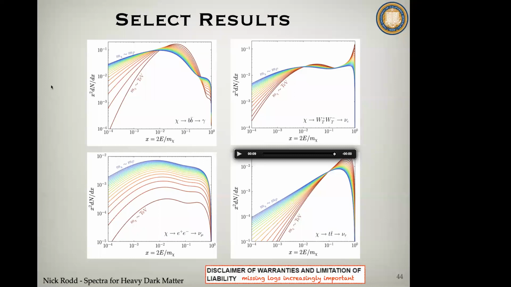But Nick, can I just ask you about this Planck scale? I mean, what's the model for a Planck scale dark matter? How do you produce it in the early universe? I mean, is there anything?